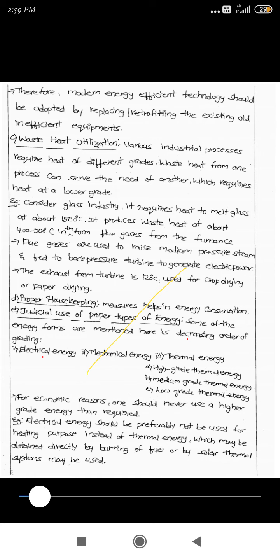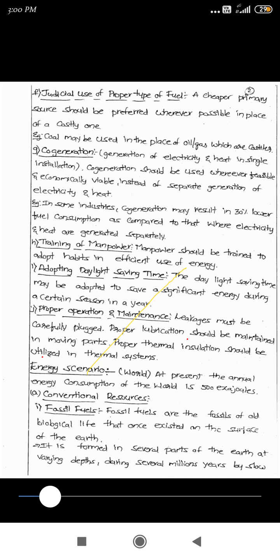Now see here, the industry consists of different equipment. That equipment utilizes all these types of energies. The motor uses electrical energy, the generator uses mechanical energy, and thermal energy comes as high grade and medium grade. So thermal energy can be used in three ways: high grade, low grade, and medium grade. These energy grades are utilized for energy consumption in the industrial use of proper types of energy.